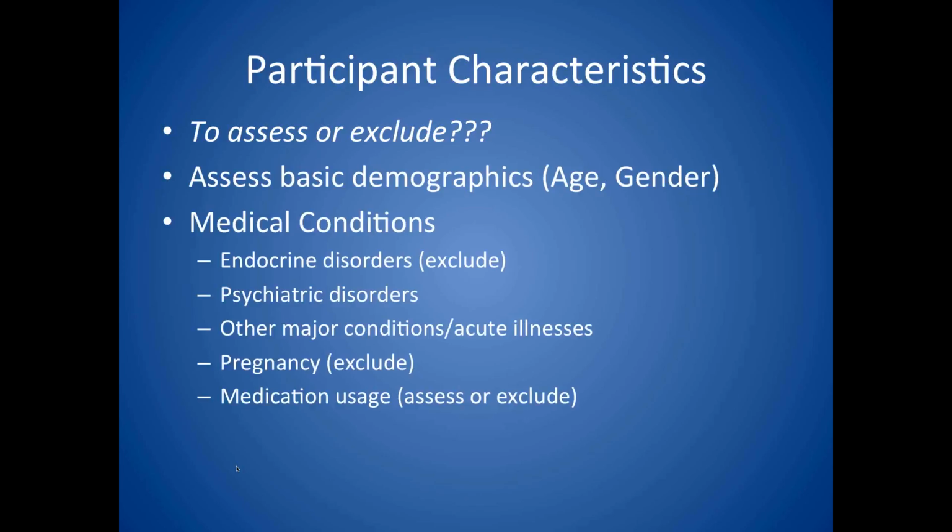With medical conditions, there may be some conditions in which you want to exclude. So cortisol is an endocrine hormone, so excluding participants who have endocrine disorders might be a good idea. You'd want to at least assess and potentially exclude on other conditions like psychiatric disorders, acute illness, and you'd also want to either exclude or assess certain medication usage. We exclude participants who are on steroid-based hormones or steroid-based medications, for example.